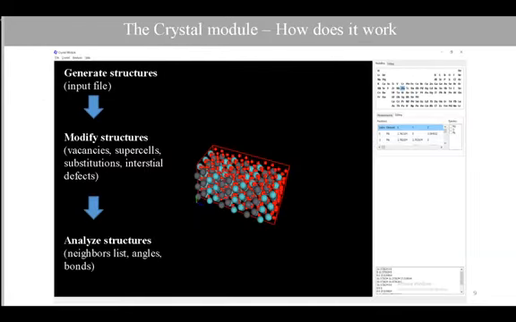How does the crystal module fit into this? The crystal module will allow the generation of crystal structures from input files or manually with primitive and basis vectors. It will allow us to modify the structures by adding vacancies and defects and by performing substitutions. We will also be able to perform structural analysis by the calculation of neighbor list and pair analysis.